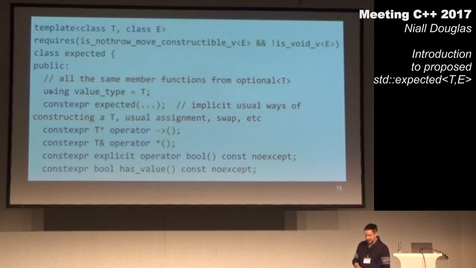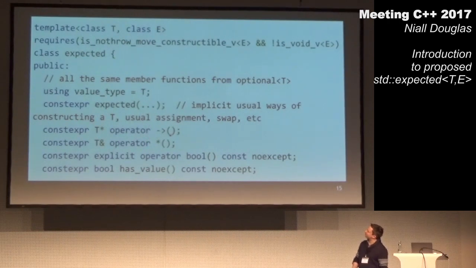Class expected, anyway, has a value type equal to T, the same as optional. It has the same usual ways of constructing the T, assignment, swap, the usual sort of stuff that you always get, initializer lists. I didn't bother listing them out here because it would take too long. It's just the same as optional.